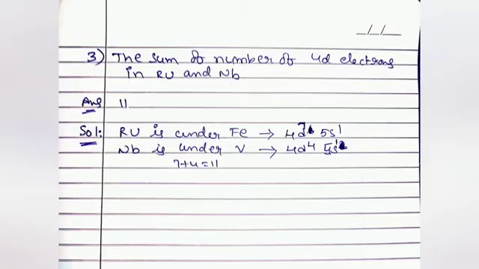In the next question they are asking us to calculate number of 4d electrons, especially in ruthenium and niobium, which have the exceptional electronic configuration, which we need to remember as 5s1 4d7 for ruthenium and 5s1 4d4 for niobium. So the total number of d electrons are 11.